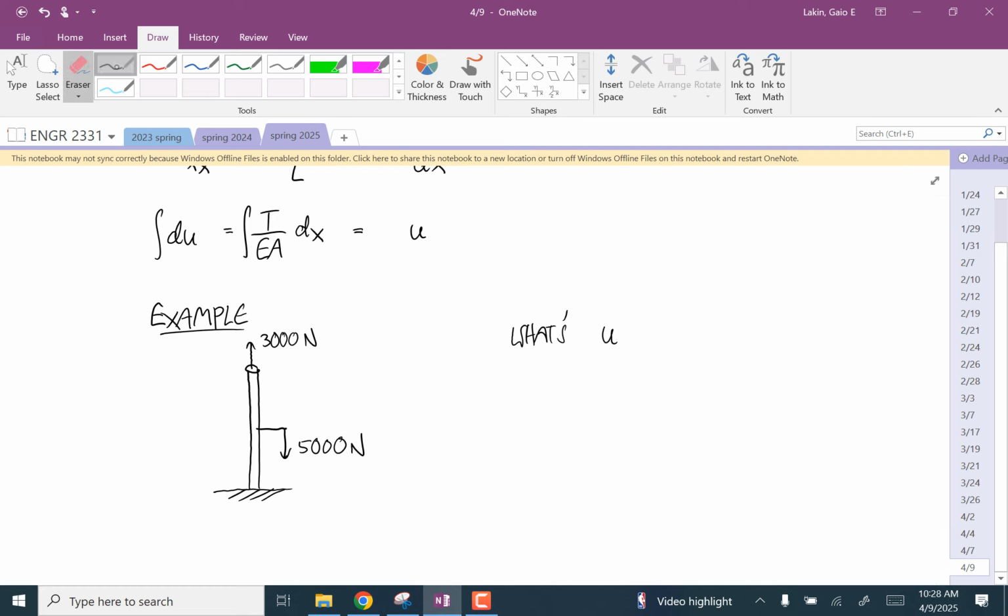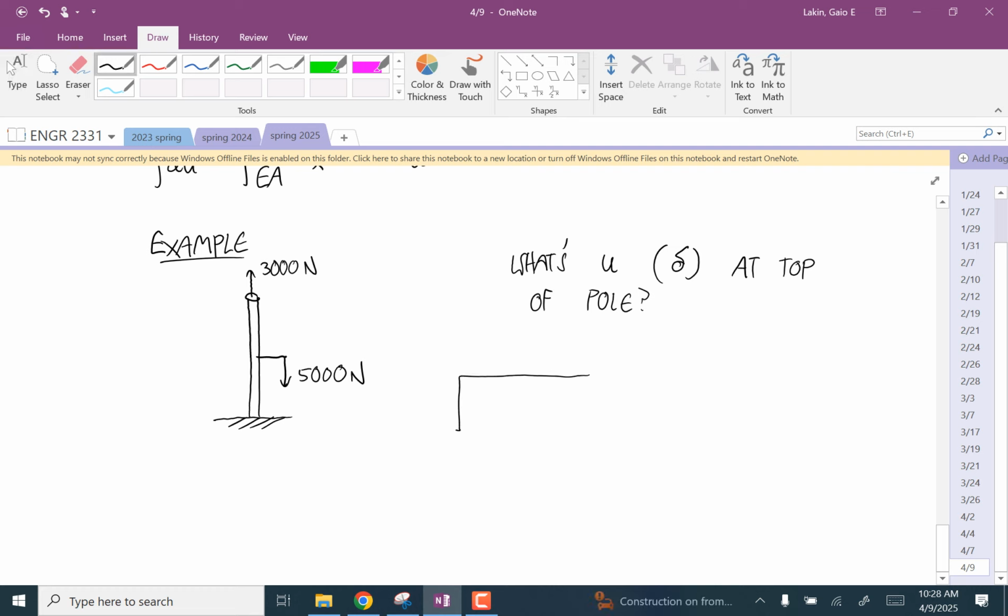And a lot of times you'll see this written as delta, the change in length at the top of the pole. Okay, well, when we were calculating stresses in beams due to internal loads, the first step was always calculating the internal loads, and it's the same thing here. It's not these external loads that matter, it's the internal loads on the different sections.